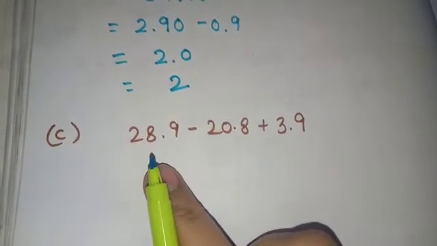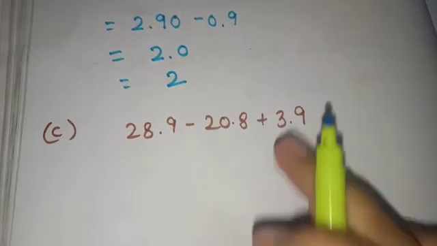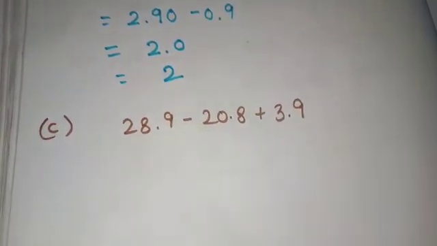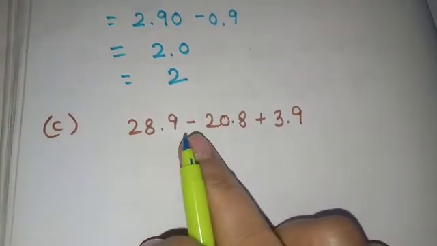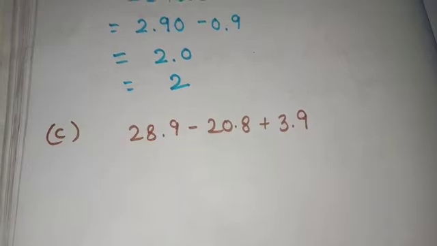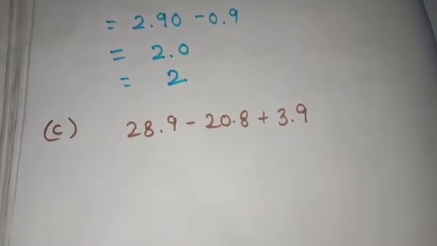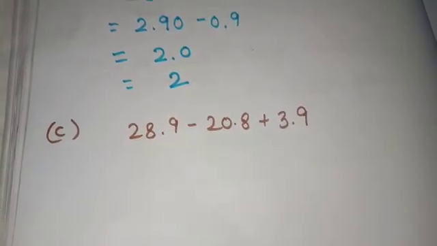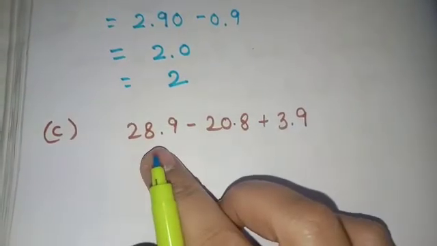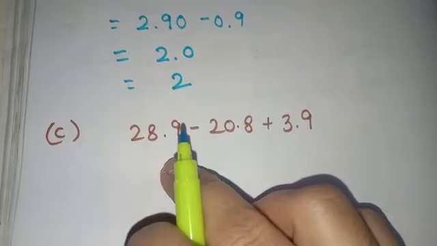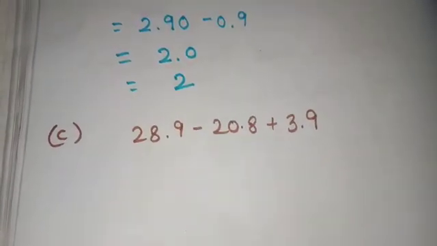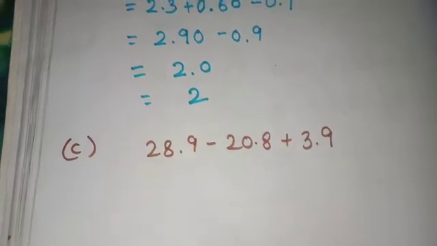Here 28.9 minus 20.8 plus 3.9. Do you remember such kind of questions? When the statement is with signs of plus and minus, and the minus sign is before the sign of addition, then what to do in such kind of questions? We just rearrange the numbers: 28.9 plus 3.9 minus 20.8. Okay, this question you will do on your own.